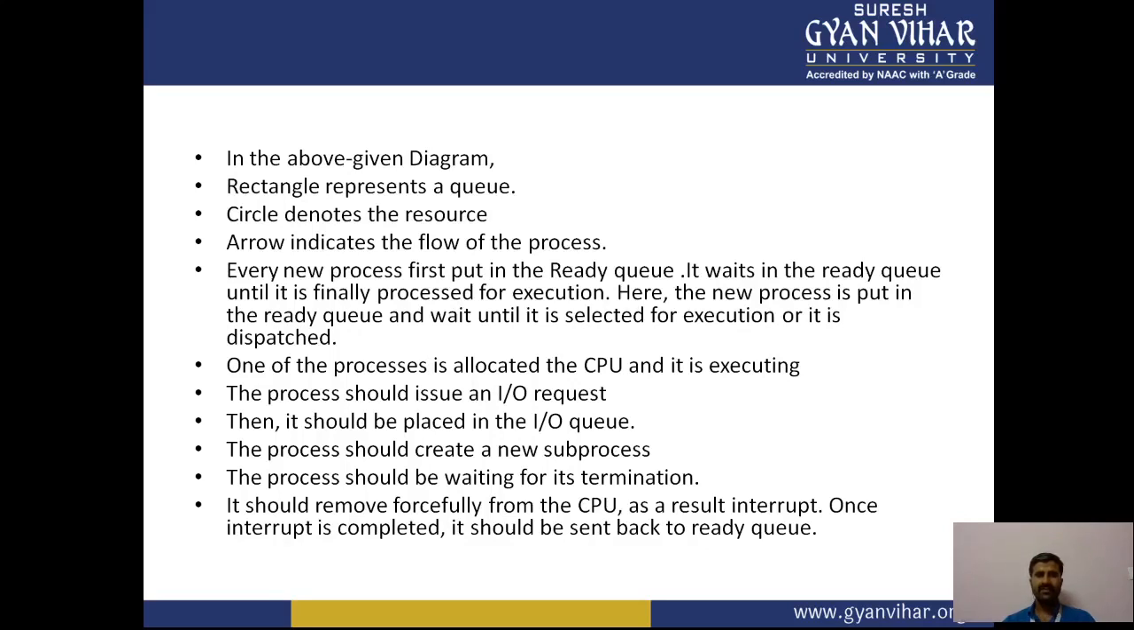Every new process is first put in the ready queue. It waits in the ready queue until one of the processes is allocated to the CPU for execution. If the process issues an input output request, then it is placed in the I/O queue. Or the process may create a new sub-process and wait for its termination, or it may be removed forcefully from the CPU, right?